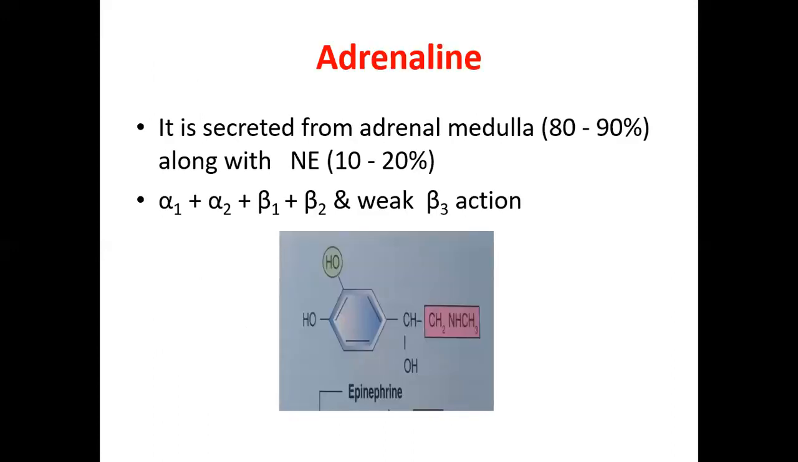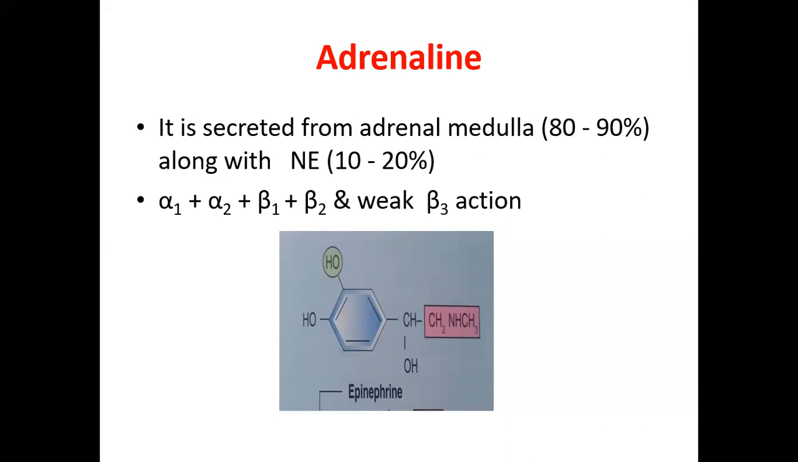Adrenaline is secreted from the adrenal medulla. Nearly 80 to 90% of the neurotransmitter is secreted in the adrenal medulla. Apart from that, its secretion is accompanied by secretion of noradrenaline also. It has action on alpha 1, alpha 2, beta 1, beta 2 predominantly, but has a weaker action on beta 3.